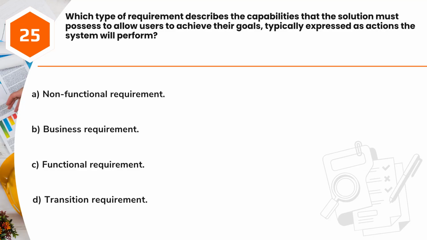Question 25. Which type of requirement describes the capabilities that the solution must possess to allow users to achieve their goals, typically expressed as actions the system will perform? A. Non-functional requirement. B. Business requirement. C. Functional requirement. D. Transition requirement.